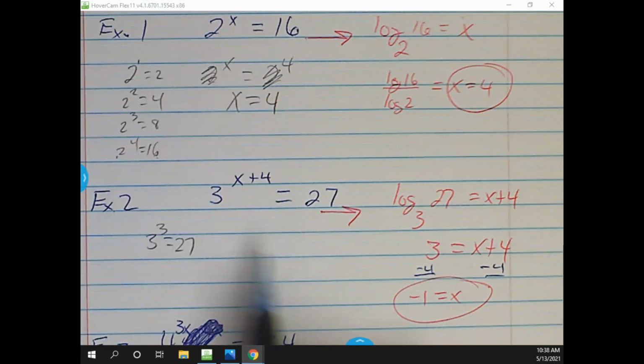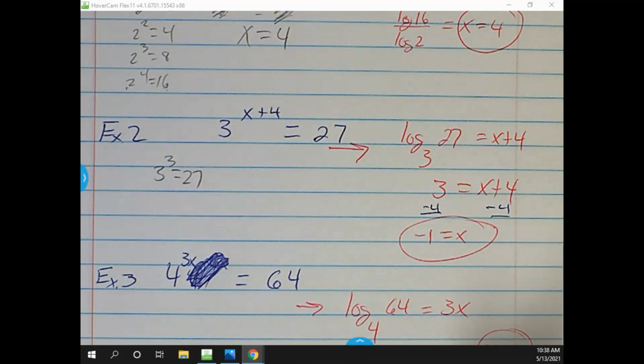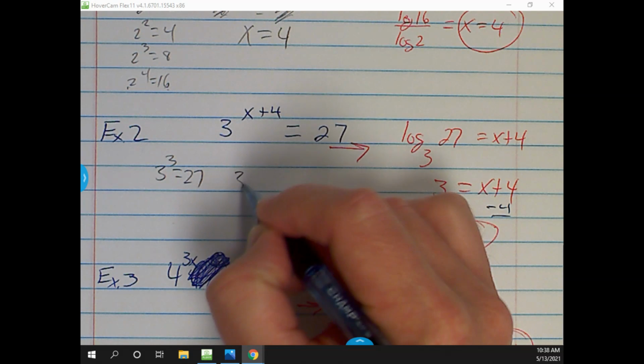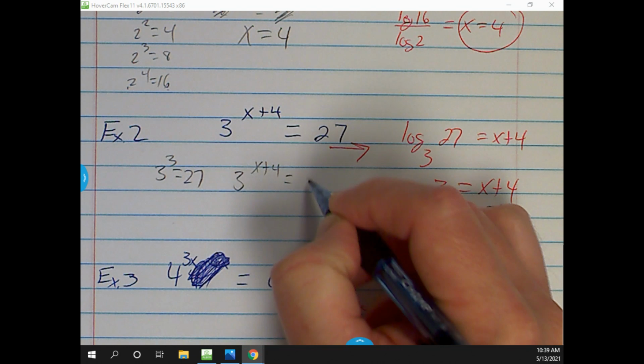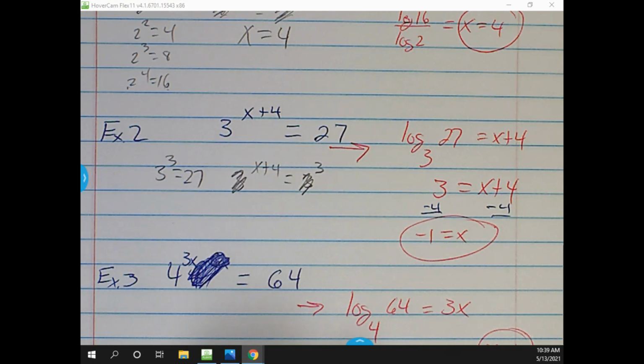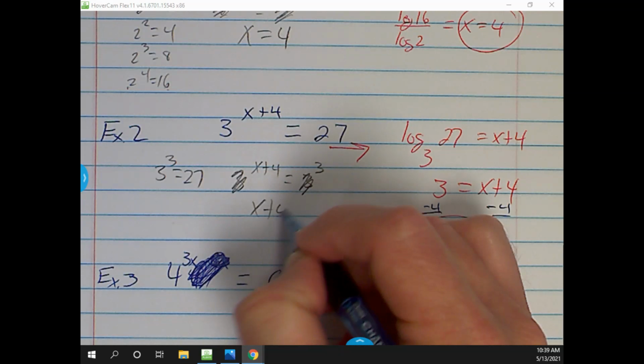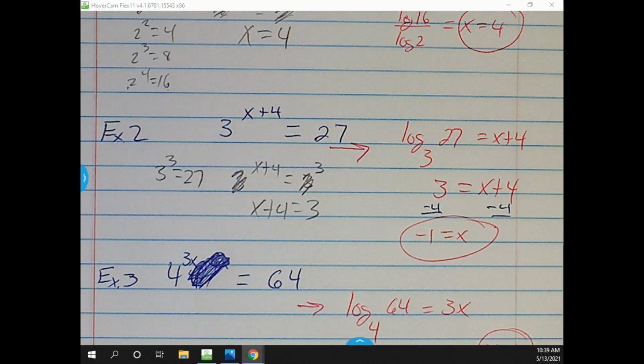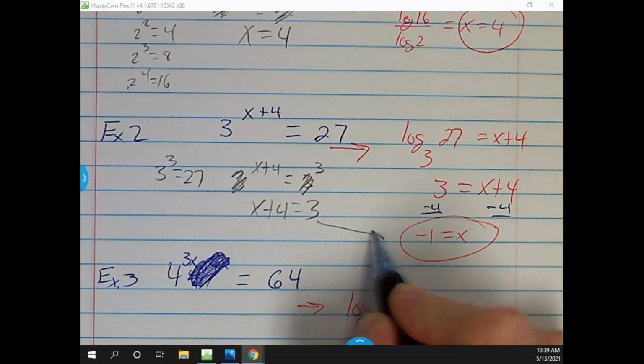Same thing here. We've got 3 to the x plus 4. Well, technically, 27 would be 3 to the 3rd. And once the bases are the same, you can basically just ignore the bases and solve the equation for what's there. And then we get back to the answer we've got here.